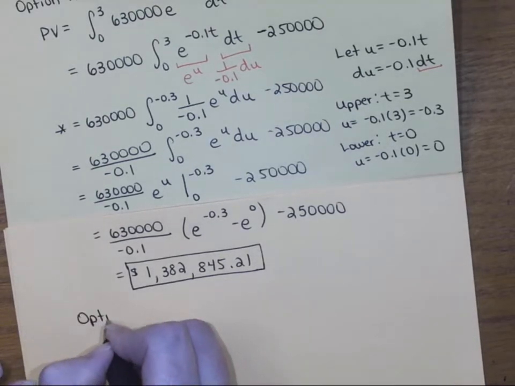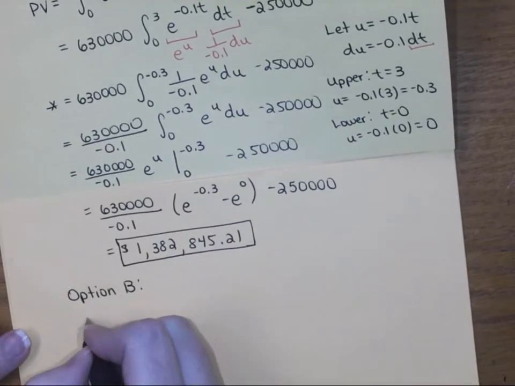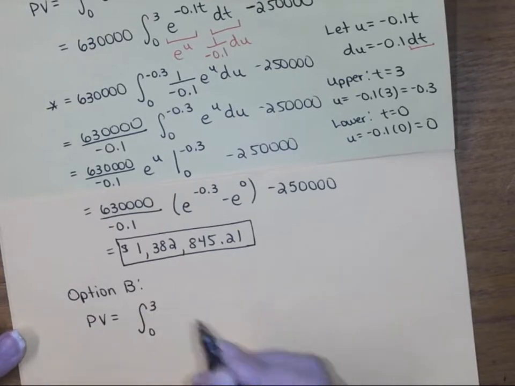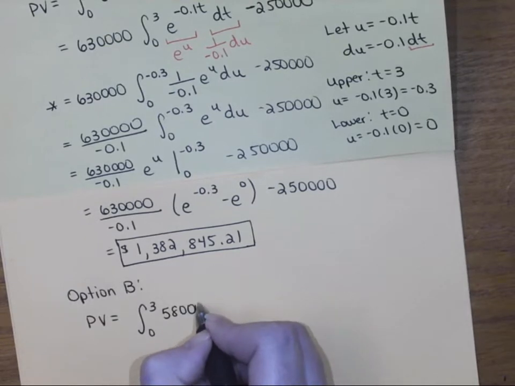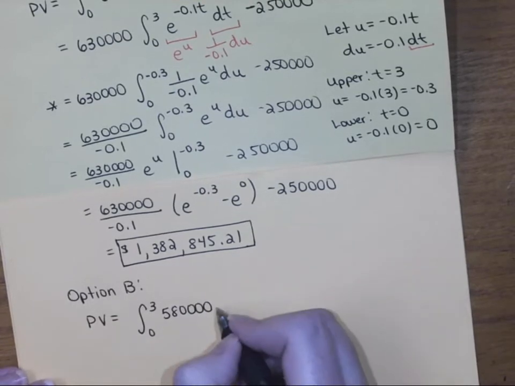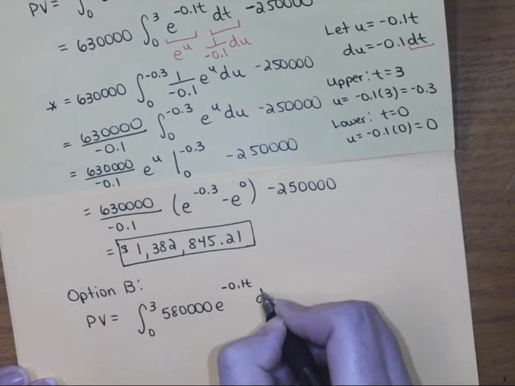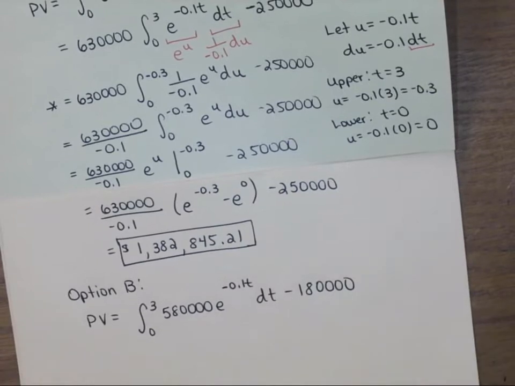Okay, so let's compare that to option B. Now I'm going to use a shortcut on option B because I already did this problem. It's just the numbers are going to be a little different. Instead of 630,000 for the revenue, it's going to be 580,000. But the interest rate's still the same. But then my original investment I have to subtract off is a little different.